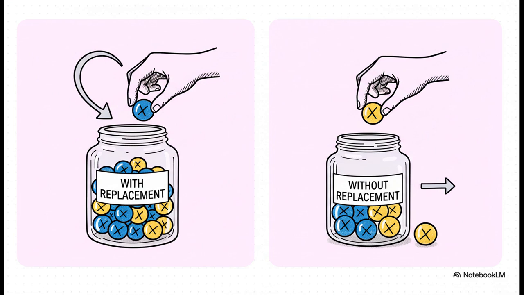On the left, you've got the binomial distribution. Think of this like drawing a marble from a bag, and then you put it back. Every single time you draw, the odds are exactly the same. The population is basically infinite. Now, on the right, you've got the hypergeometric distribution. This is like drawing a marble and not putting it back. Every draw changes the odds for the next one, because you're dealing with a finite known group of marbles.